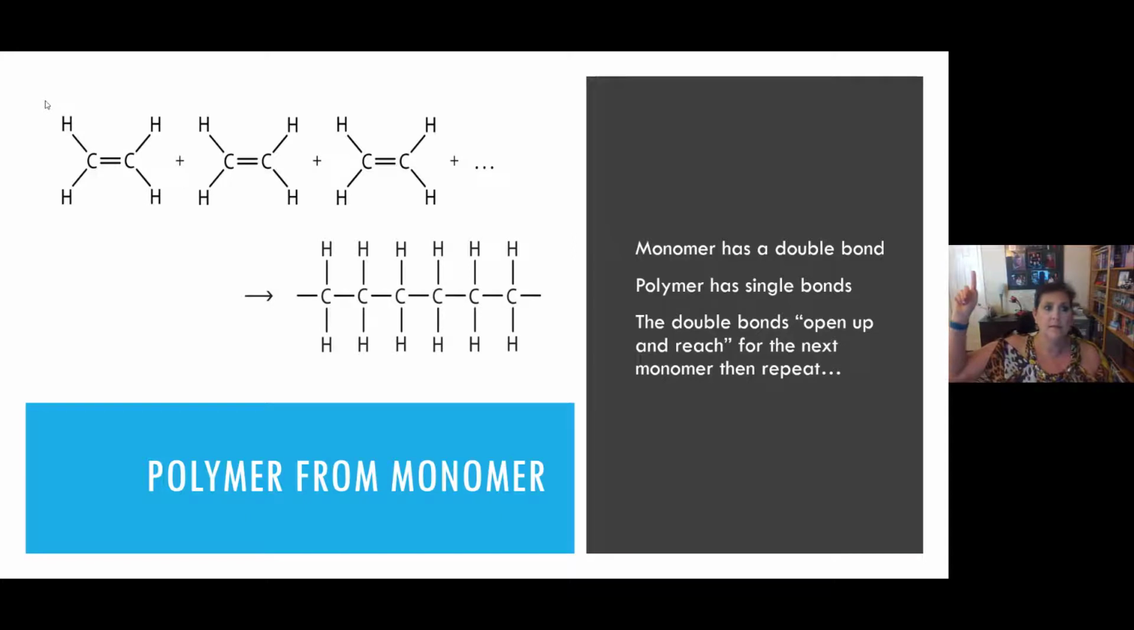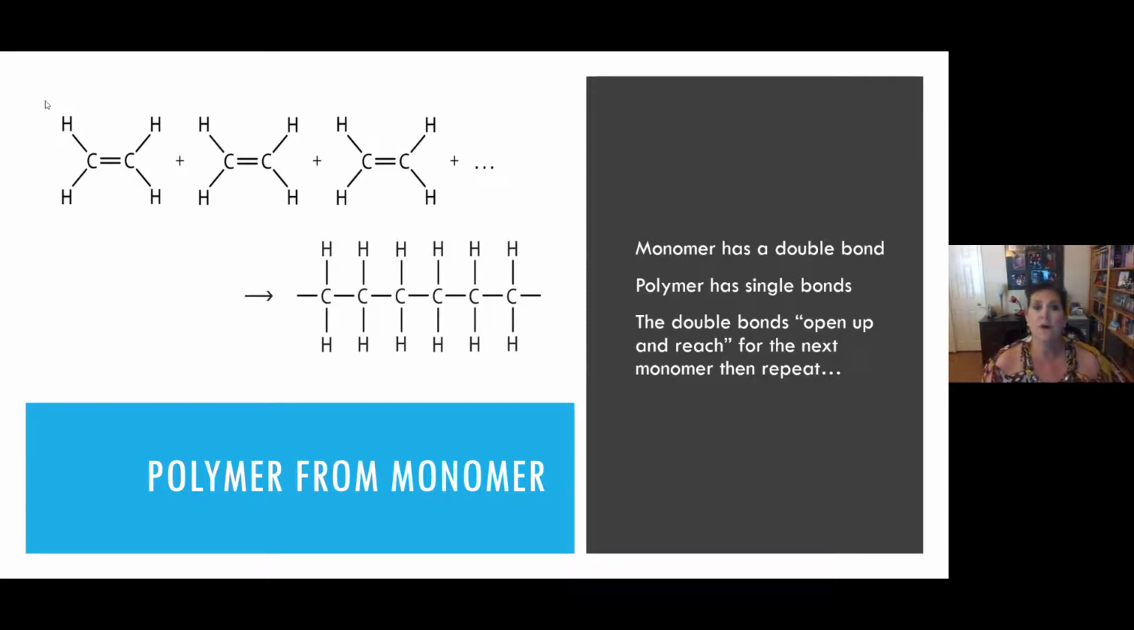C2H4 plus C2H4 plus C2H4, and then it makes the polymer where it's all single bonds. So watch me for a second. Basically, when you have a double bond, it opens up and reaches for the next monomer, which then opens up and reaches for the next monomer, which opens up and reaches for the next monomer, and so forth. It just goes down the line real fast.